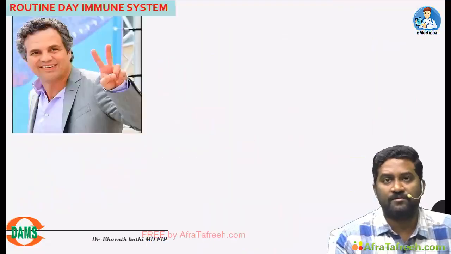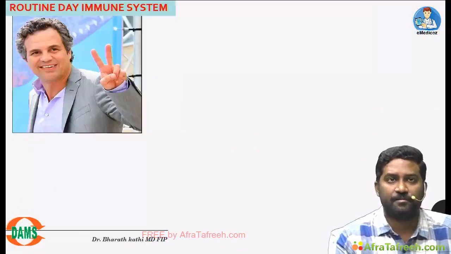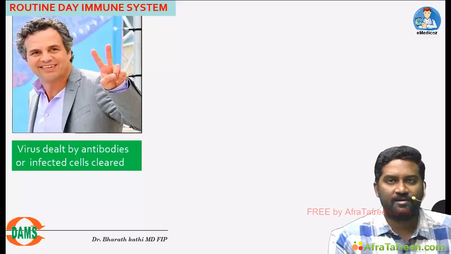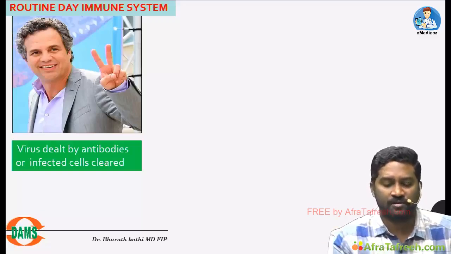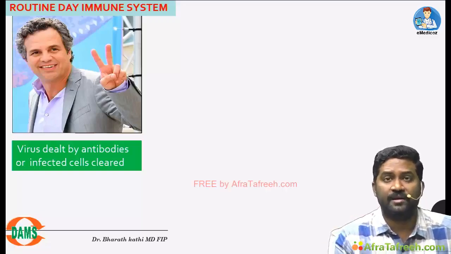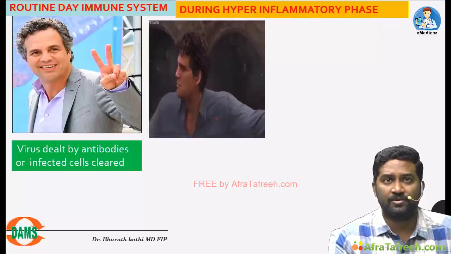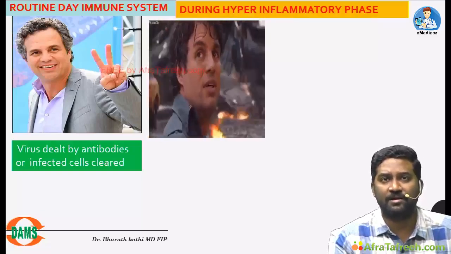I'll try to explain to you how the immune system behaves in COVID-19 with an example. On a routine day, the immune system will be like this, just like Professor Banner, cool and calm. The virus is dealt with either by antibodies or the infected cells from your body will be cleared. So there will be no issue at all. Now what happens in a severe hyperinflammatory response is this: Banner becomes a Hulk. So your immune system is becoming angry and it is becoming like Hulk.